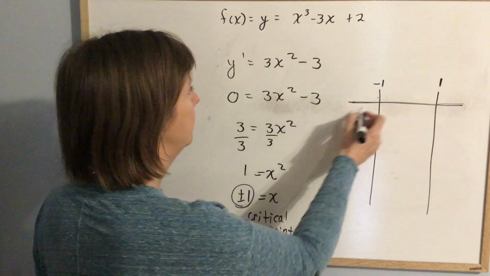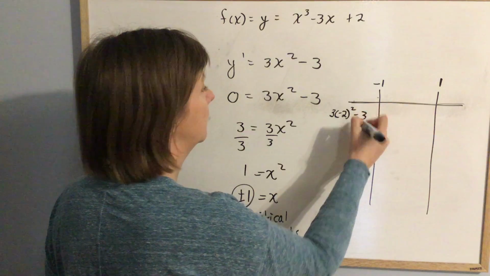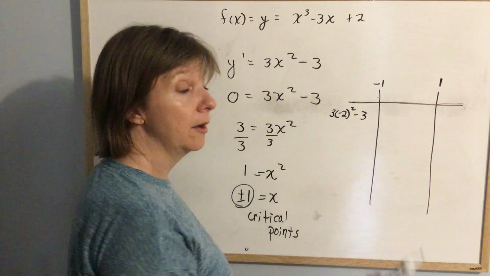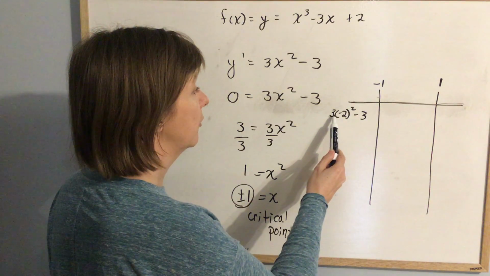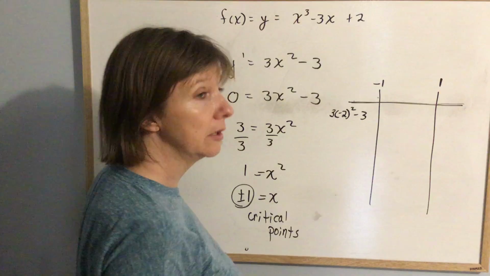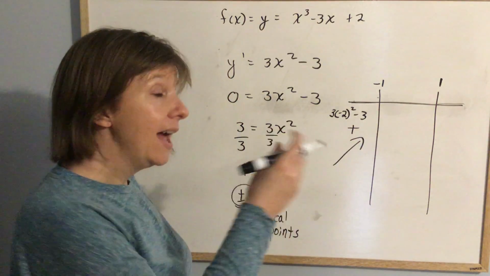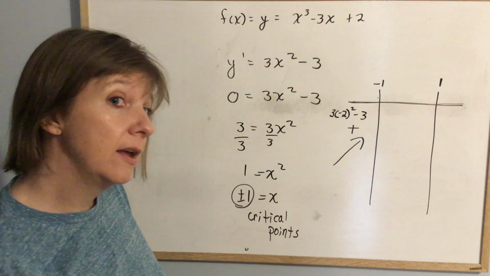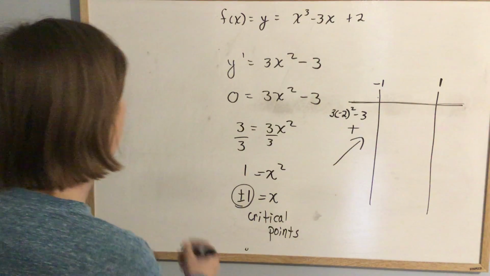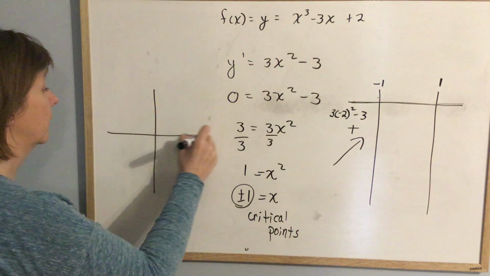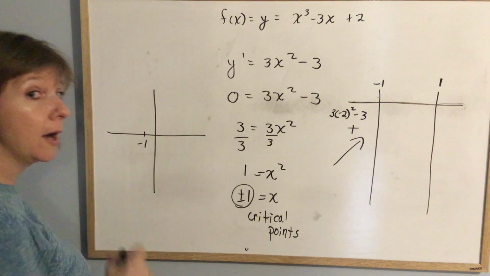So if I take -2 and I do 3 times -2 squared minus 3, do I end up with a positive number or a negative number? 4 times 3 is 12. 12 take away 3 is 9. So I end up with a positive number, which means for anything before -1, the graph is increasing. So if I had a graph and I had -1, anything before -1, the graph's going up.